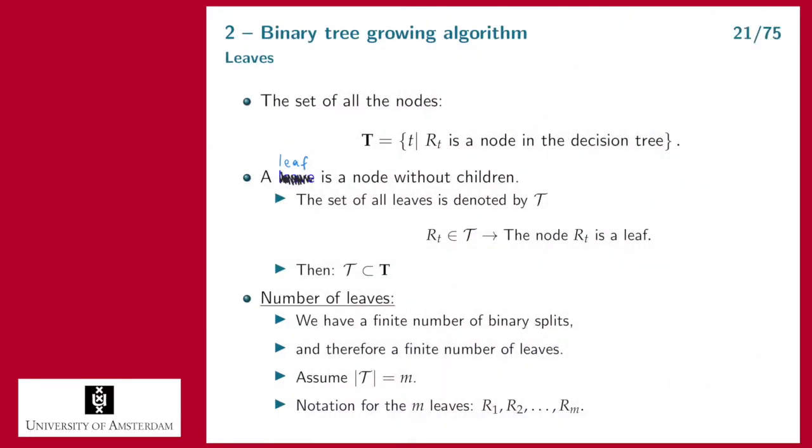If you have a decision tree, we put all the nodes in the set T. I already said that there are nodes that have no children, that are not split further, and these are what we call the leaves of the decision tree. The set of all the leaves is denoted by this T. So if a node in our decision tree is in this set T, it's also a leaf. And of course all the leaves are also nodes in the decision tree, but not the other way around.